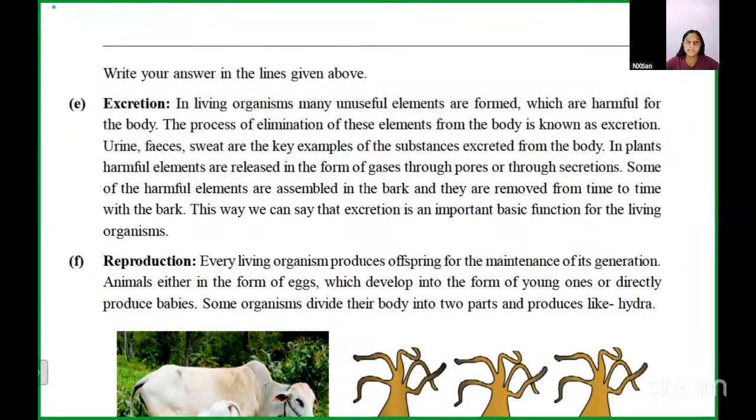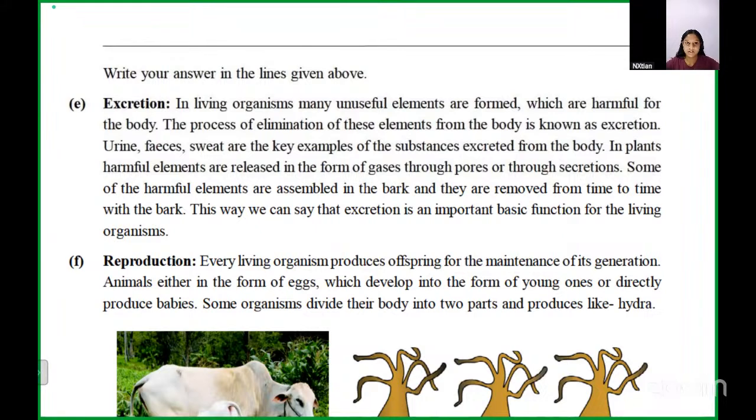Now, what happens is when we take in food, when living organisms eat food, breakdown of food happens inside the body. Now this breakdown, when it happens, releases energy, and that energy is absorbed inside our body. Now, energy is absorbed. What happens to the remaining part of the food? That remaining part of the food comes out of the body. Now that process is known as excretion, because that is waste.